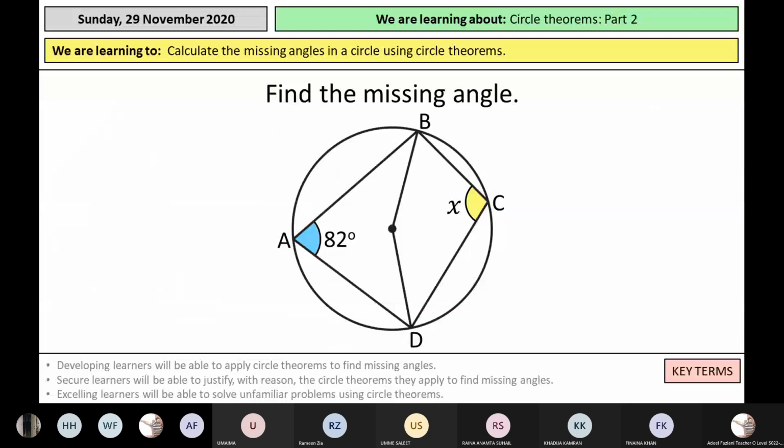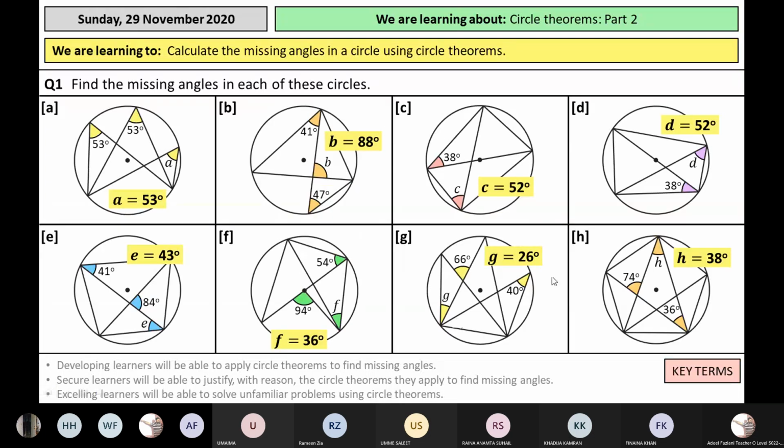Be quick. Let me see who is going to answer me first. Raina is asking for explanation of H part. Yes, Ramin, you have found the answer correct, 38. Ramin, quickly, I want your explanation, please.